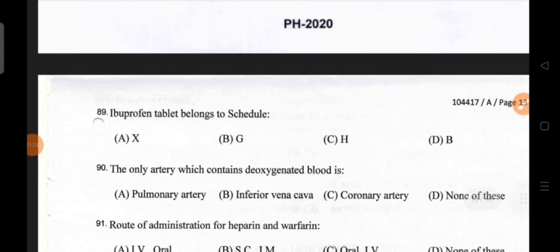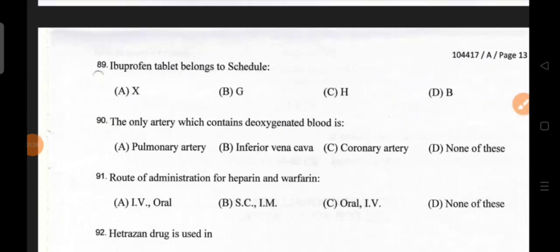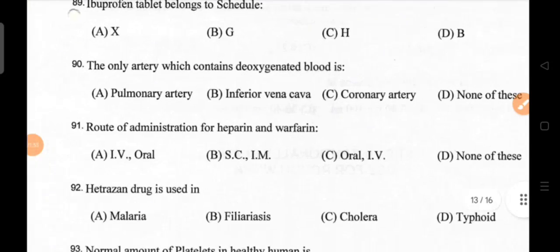So next, coming towards question number 90. What is the only artery which contains deoxygenated blood? Options are A pulmonary artery, B inferior vena cava, C coronary artery and D none of the above.